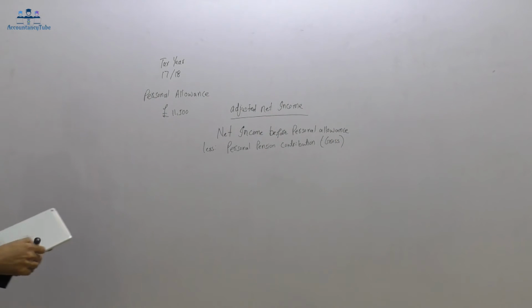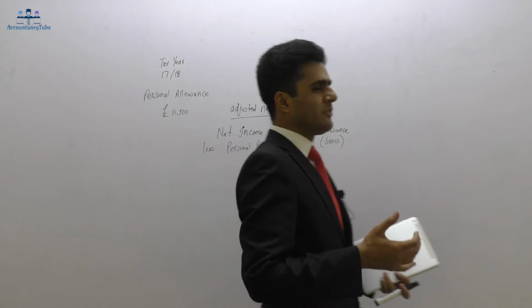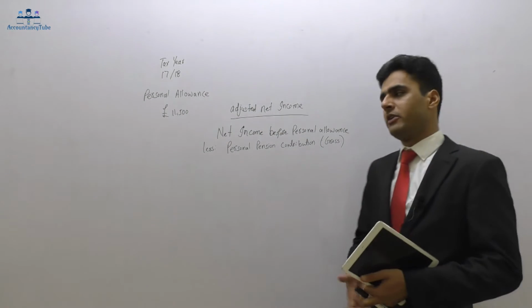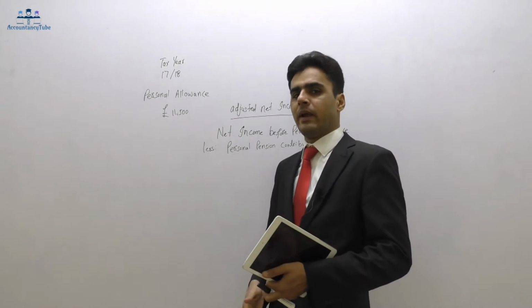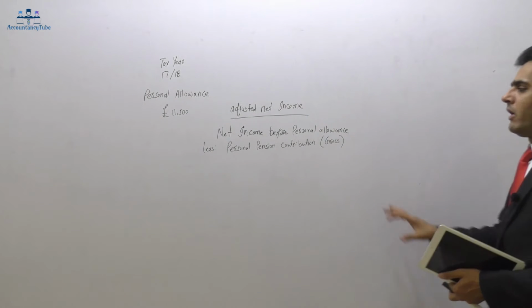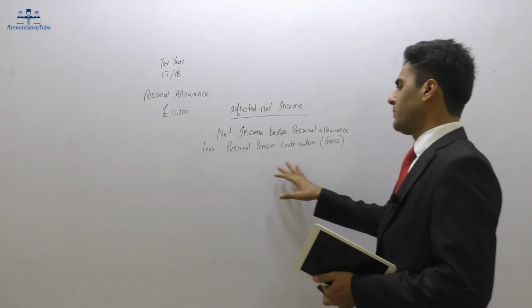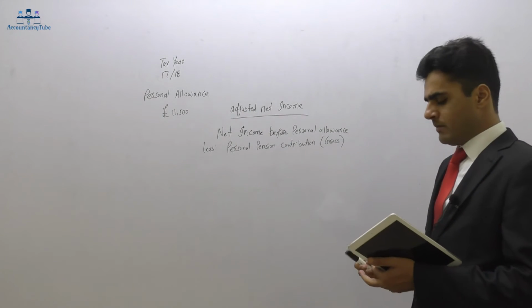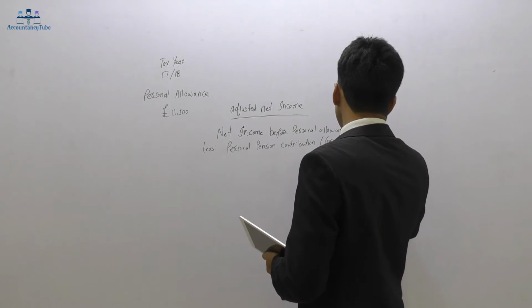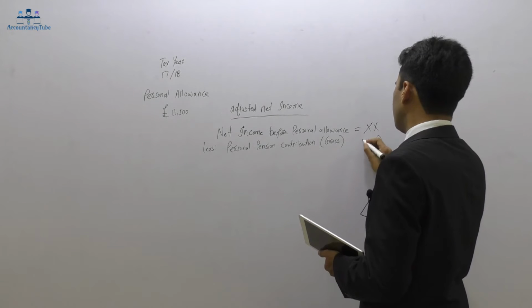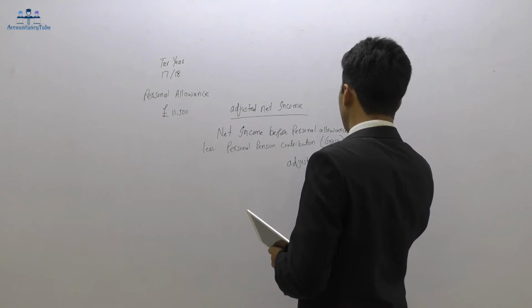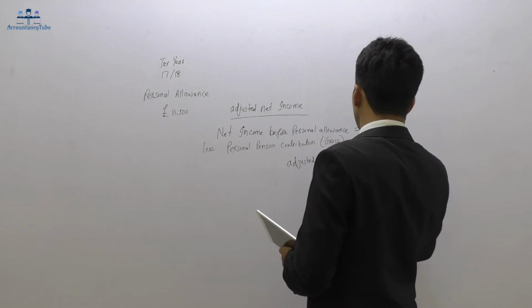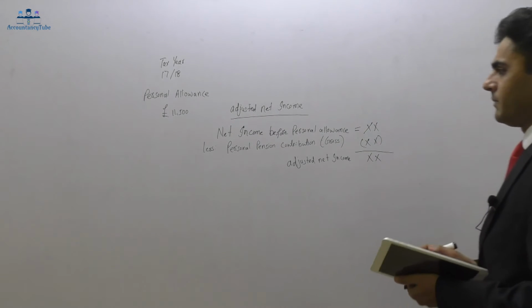So what is personal pension contribution? Pension could be made in two ways: one is occupational pension, and the other is personal pension. We will see what each is later. For now, I want you to know that personal pension contribution is when you go personally to the bank and say that you want to make your pension. So net income before personal allowance, and we deduct the personal pension contribution out of that. That balance amount is known as adjusted net income.